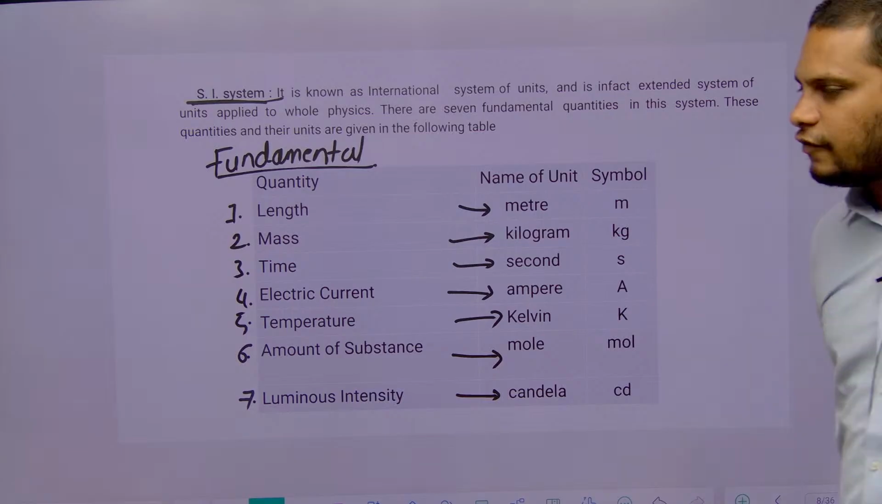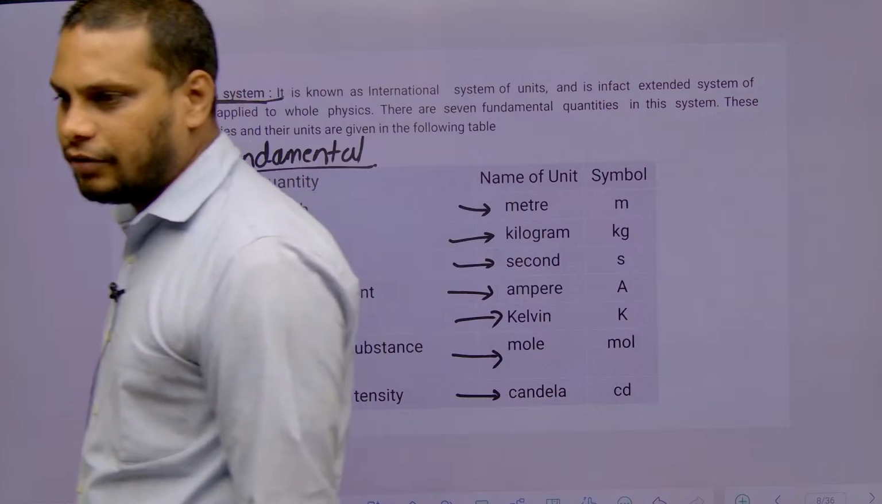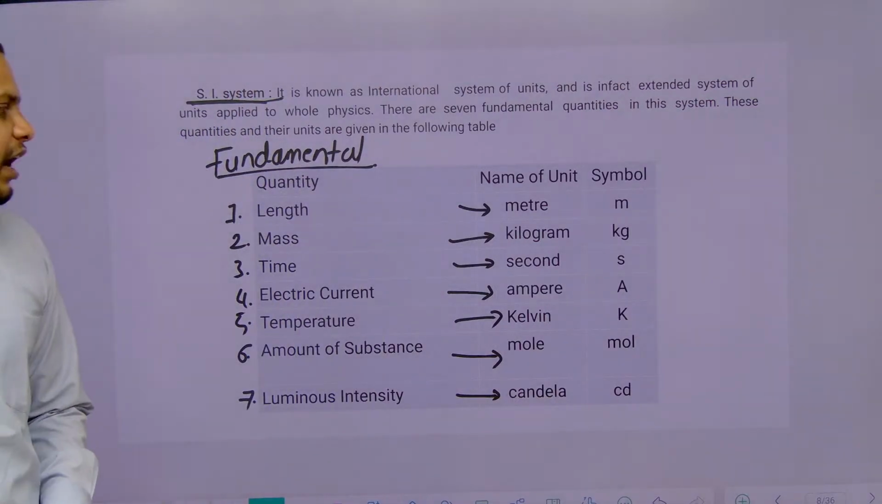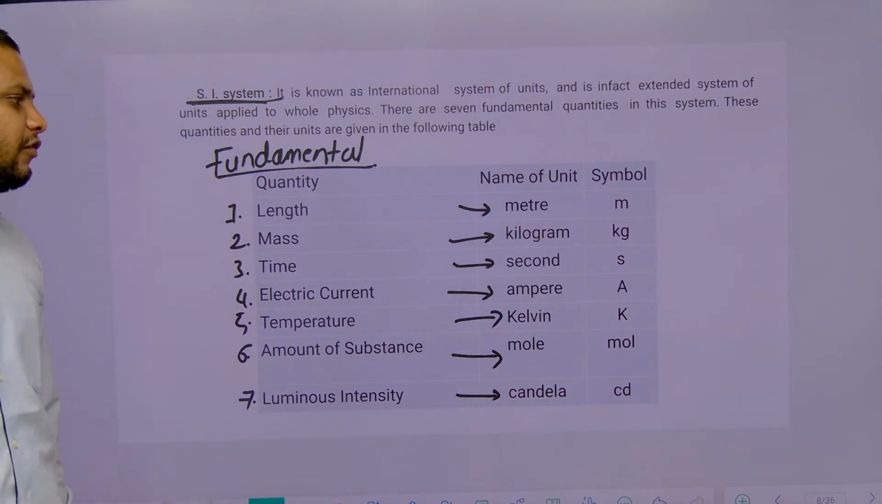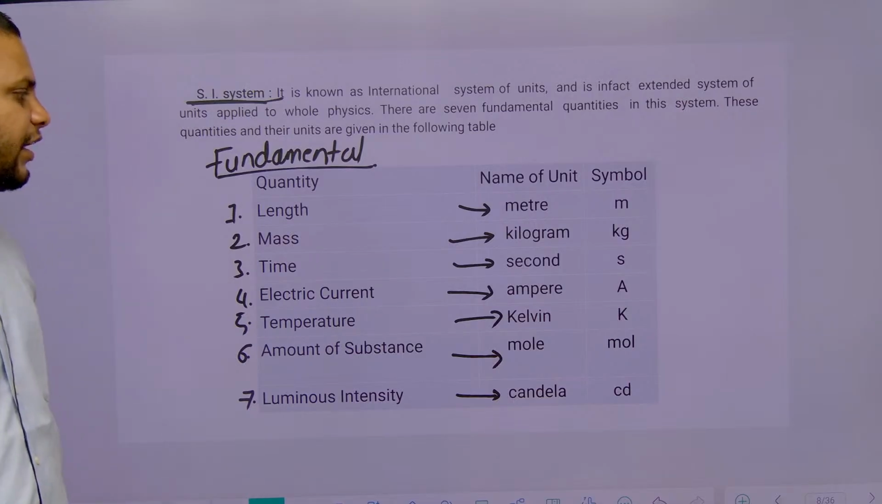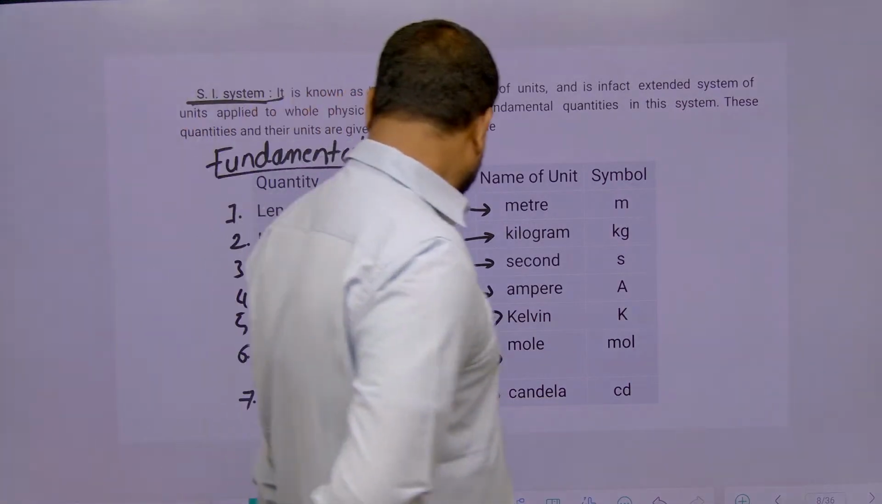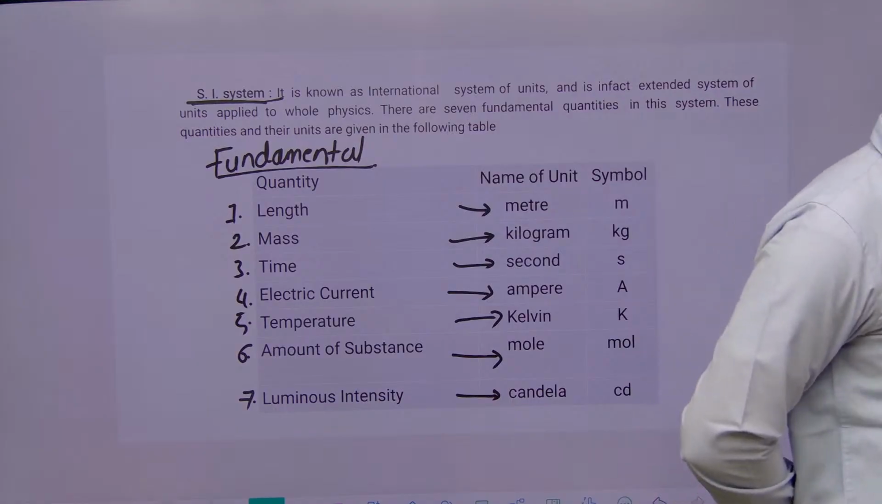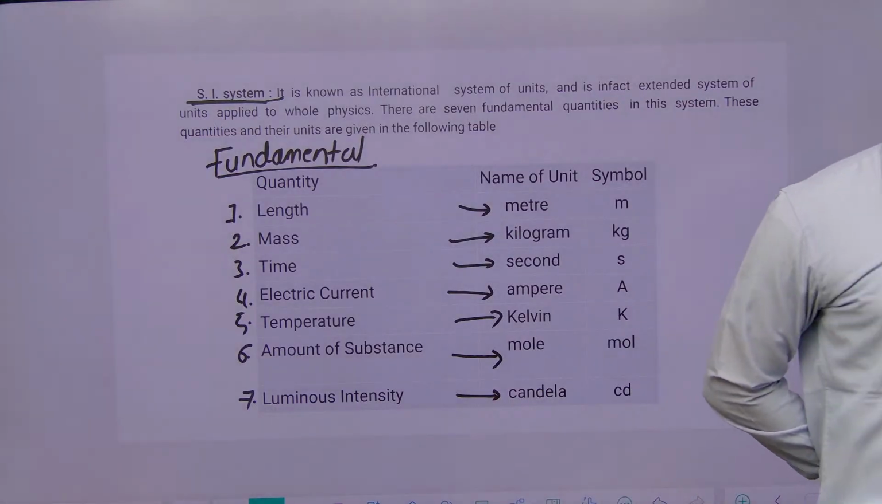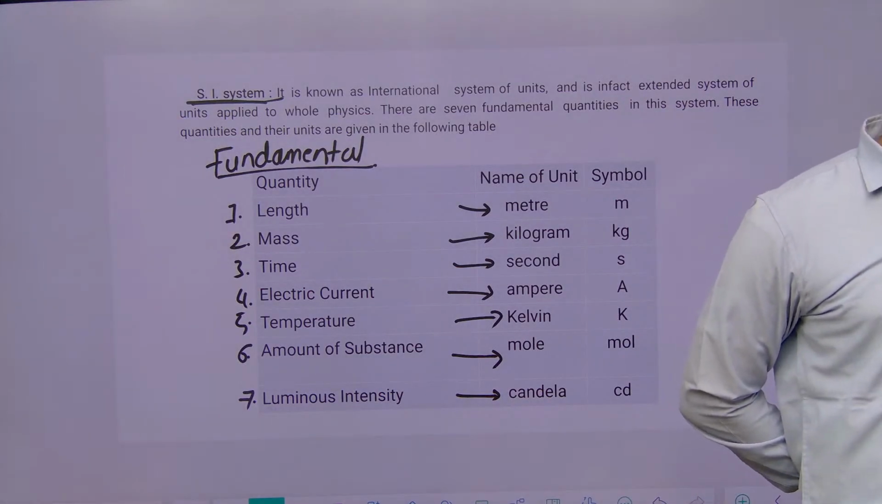What is the unit of length according to the SI system of units? Meter. Unit of mass? Kilogram. Unit of time? Second. Unit of electric current? Ampere. Next, amount of substance? Mole. Temperature? Luminous intensity? Candela.